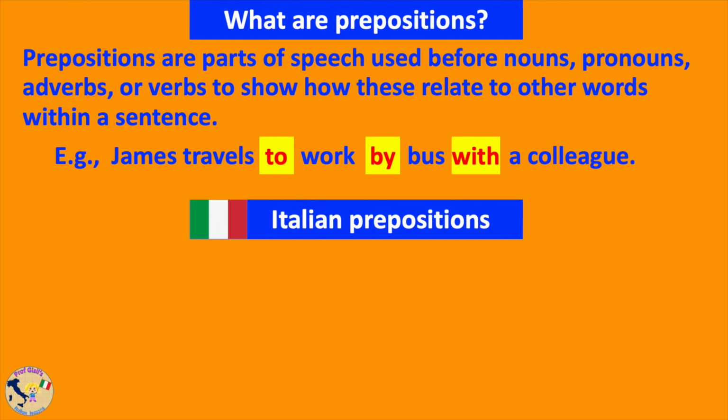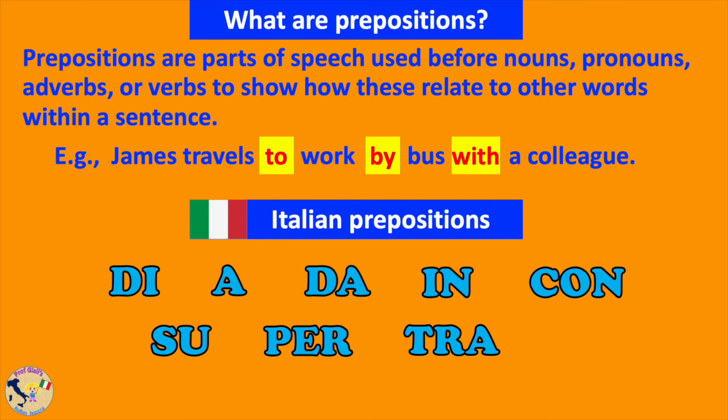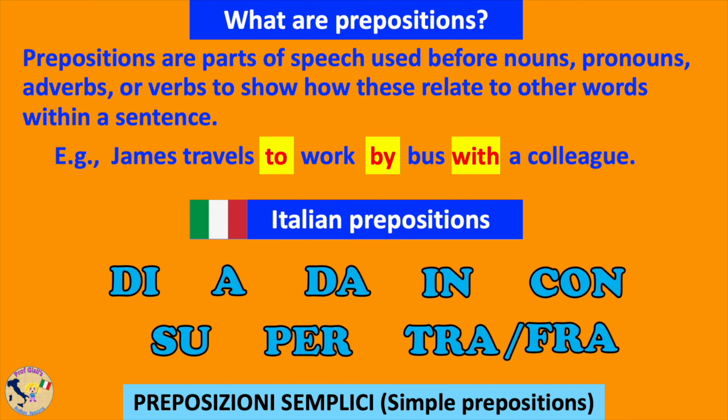There are 9 prepositions in the Italian language: di, a, da, in, con, su, per, tra, fra, with the last 2 interchangeable. These prepositions are known as preposizioni semplici, simple prepositions, to distinguish them from compound prepositions. In this lesson, we will only focus on simple prepositions.